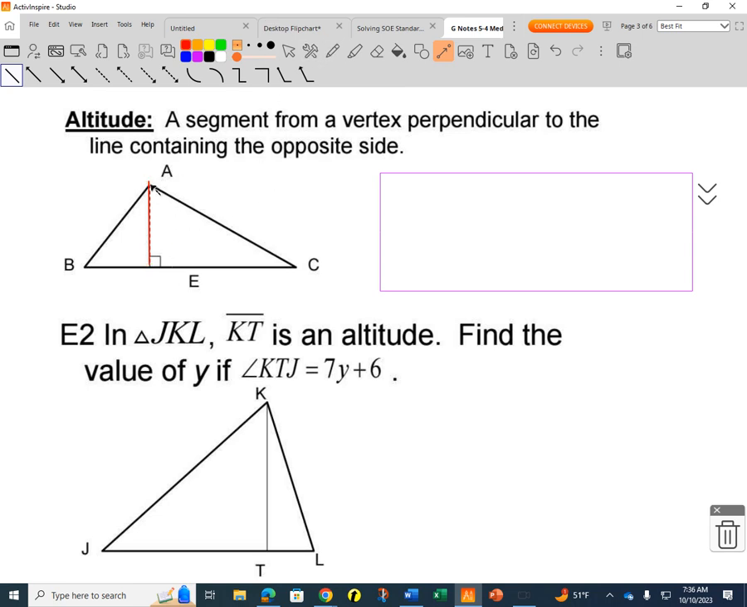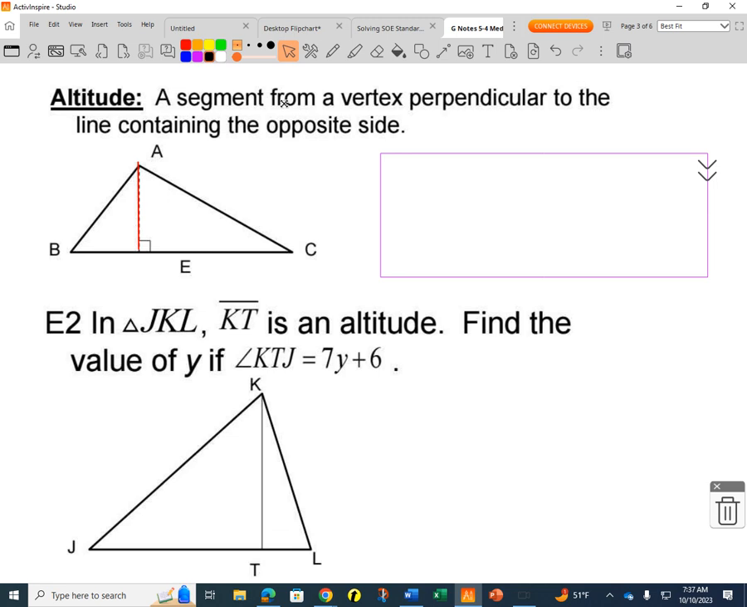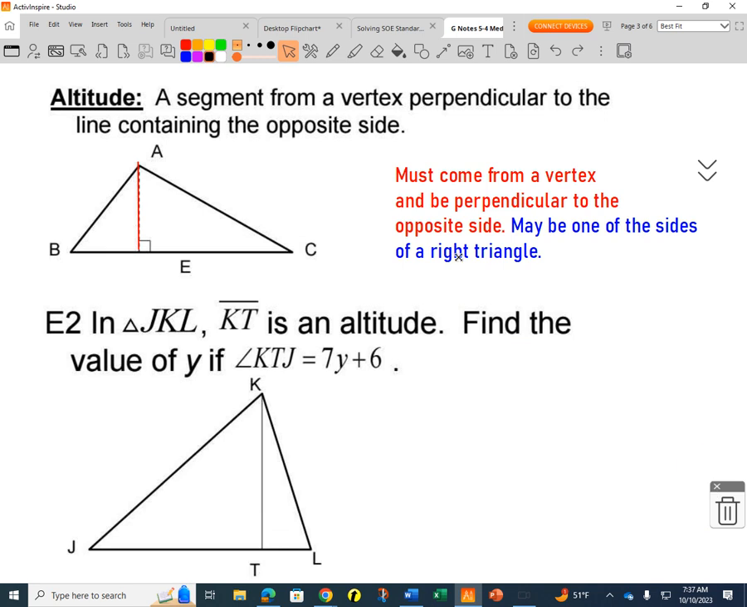So this segment from here to here, or this length from here to here, is the altitude of triangle ABC. It starts at a vertex, goes to the opposite side, and it's perpendicular, which means this makes a right angle. So remember, we have to keep median and altitude separate. We're going to have a way to distinguish them. A median is a bisector. An altitude is perpendicular to the opposite side. So an altitude must come from a vertex and be perpendicular to the opposite side. And it may be one of the sides of a right triangle, so you might see that sometimes.